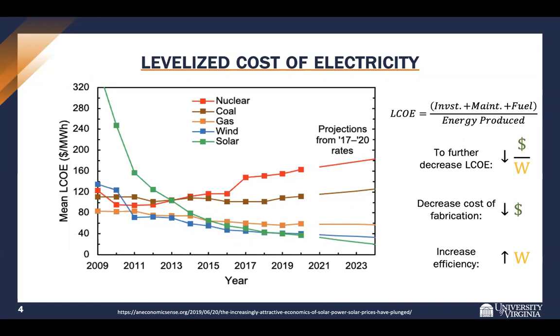You can see for solar, historically, it's had relatively high prices, but in recent years has dropped below all of these other forms of power generation technologies, at least at the utility scale. And it's predicted to further decrease based on the projection from its previous rates and become even cheaper. However, to decrease this levelized cost of electricity further, you can either decrease the cost of fabrication for the device or increase the solar device efficiency.